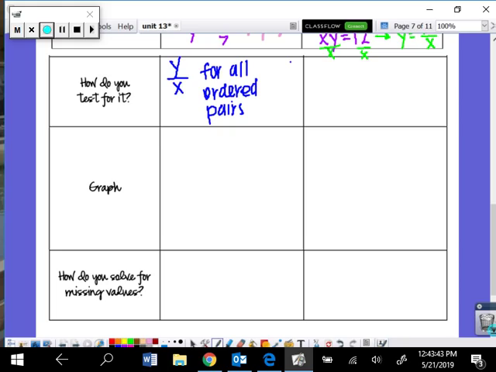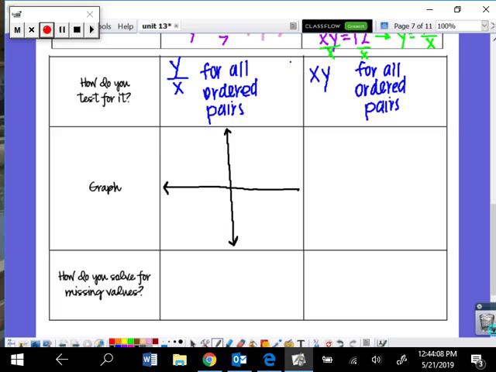All right, and then for inverse, we're going to do the opposite. So instead of dividing, we're going to multiply. We're going to check y times x for all ordered pairs. So one we're dividing, one we're multiplying. Then we have the graphs. Go ahead, draw in your x and y coordinate planes. Sorry, I should have done that for y'all. Let's just add one in here.